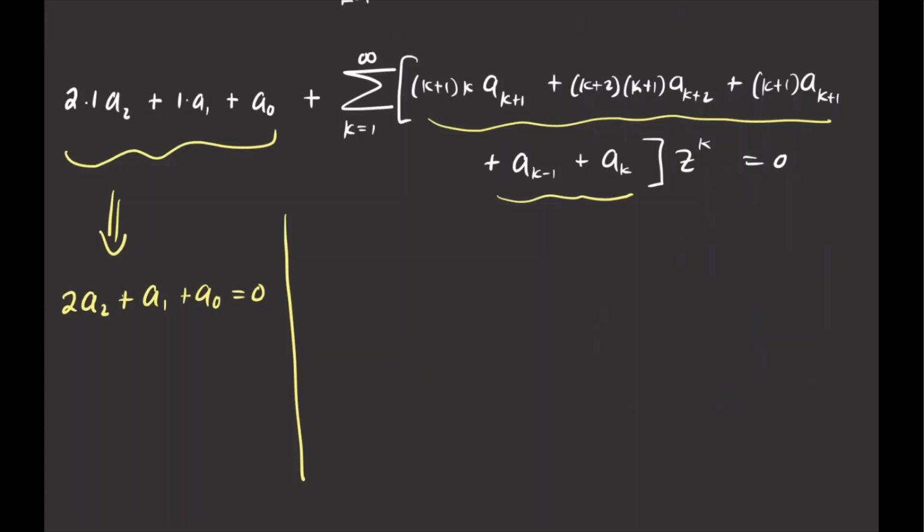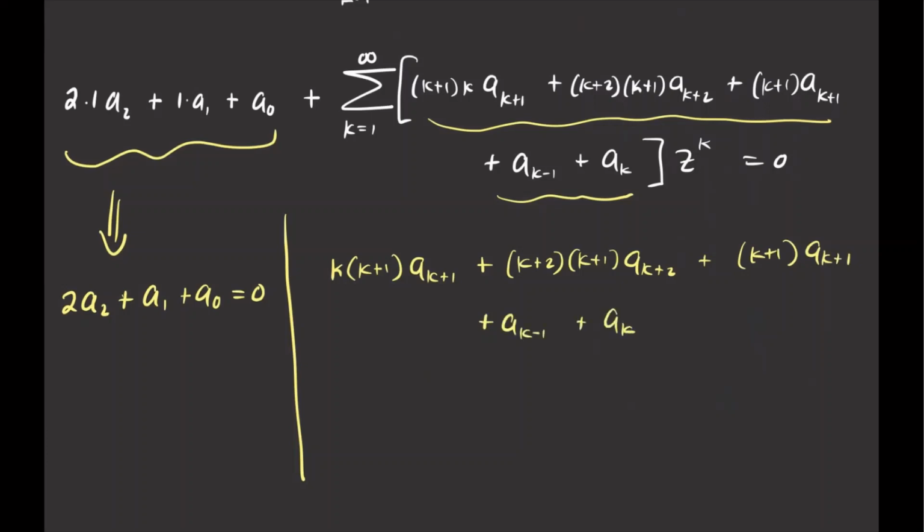0. So we have k times k plus 1, a sub k plus 1, plus k plus 2 times k plus 1, a sub k plus 2, plus k plus 1, a sub k plus 1, plus a sub k minus 1, plus a sub k. So those are the coefficients of z to the k. We set that to 0. So that will give us our recursion formula.